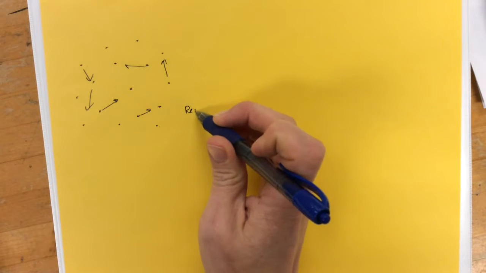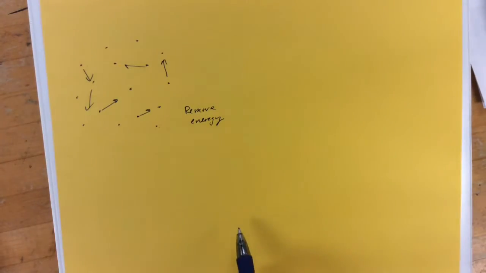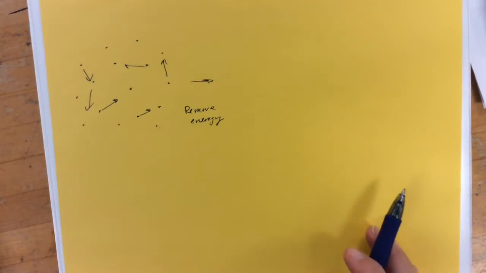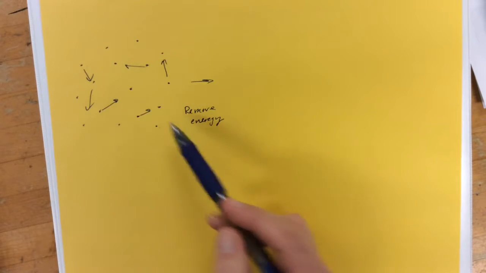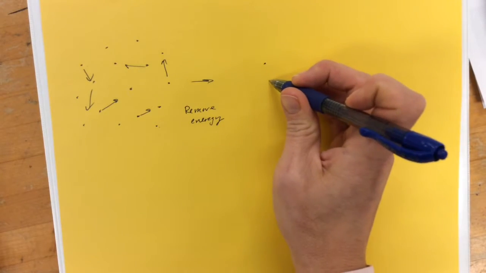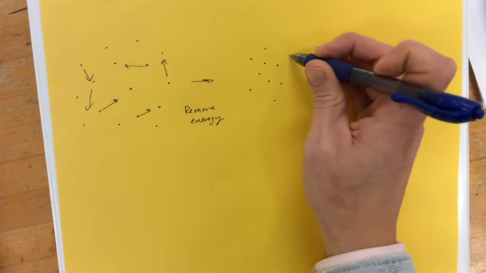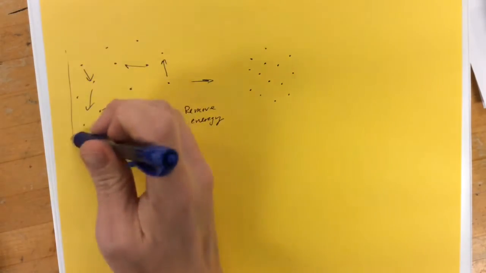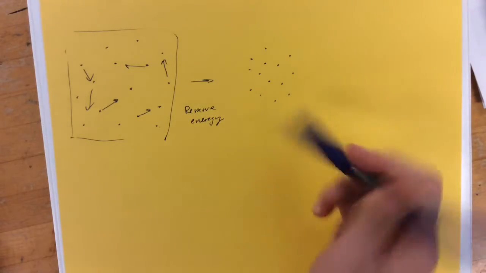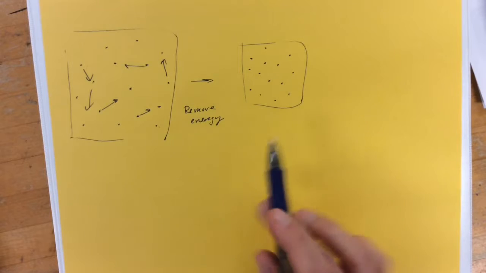But let's remove some of the energy that's in the system. If you remove energy, what's going to occur to the speed of the molecules? It's going to slow down, and so they are going to get closer together. And so what has happened to the volume of our system? It's gone down.